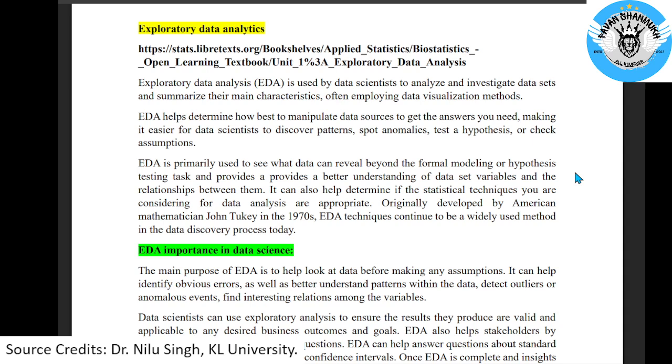Originally, this particular method was developed by John Tukey. Sorry, Tukey. Yeah, okay. R is not there actually. R is silent here. In the 1970s itself. So in the 1970s they found that, but in the 2000s, in 2025 also we are learning C programming. That is the greatness of India. Anyways, EDA techniques continue to be widely used methods in the data discovery process today.